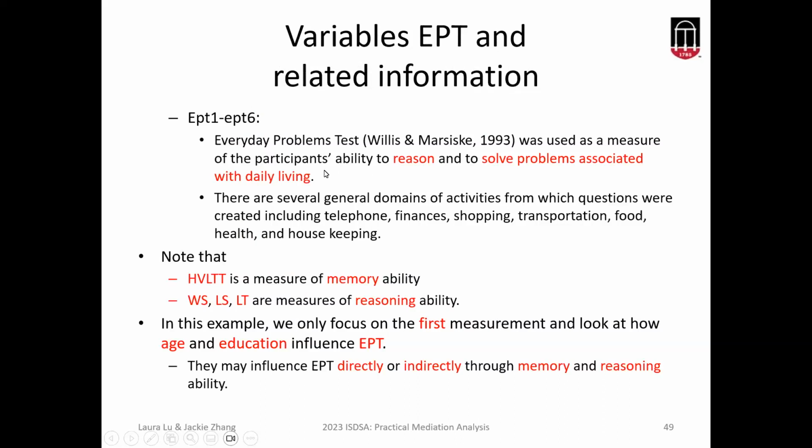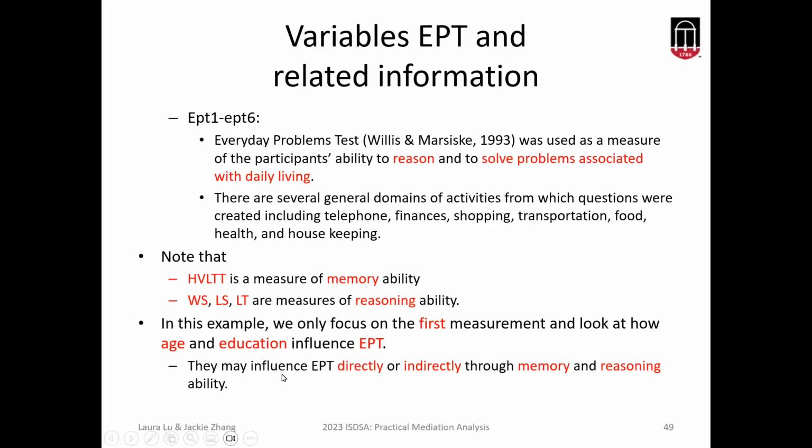And we also have EPT. EPT is for Everyday Problems Test. So this is our dependent variable. It measures the participant's ability to reason and solve problems associated with daily living, so daily life. So we have these variables involved in this model. HVLTT measures memory ability, WS, LS, LT are reasoning ability. And we're also going to include the dependent variable, EPT.